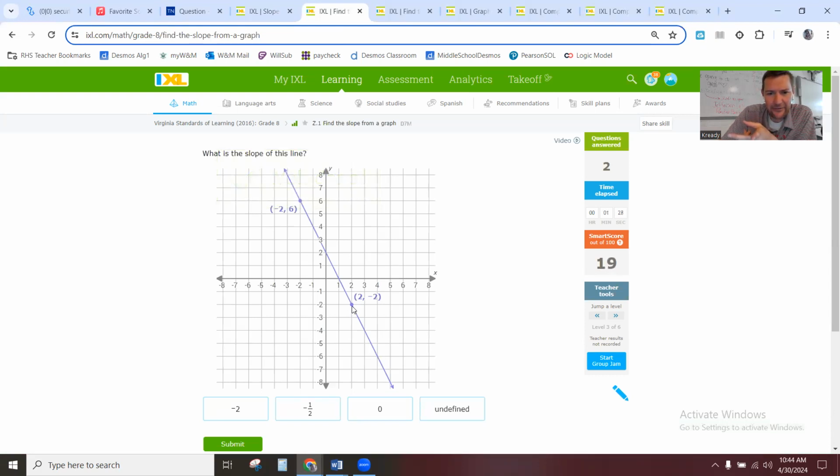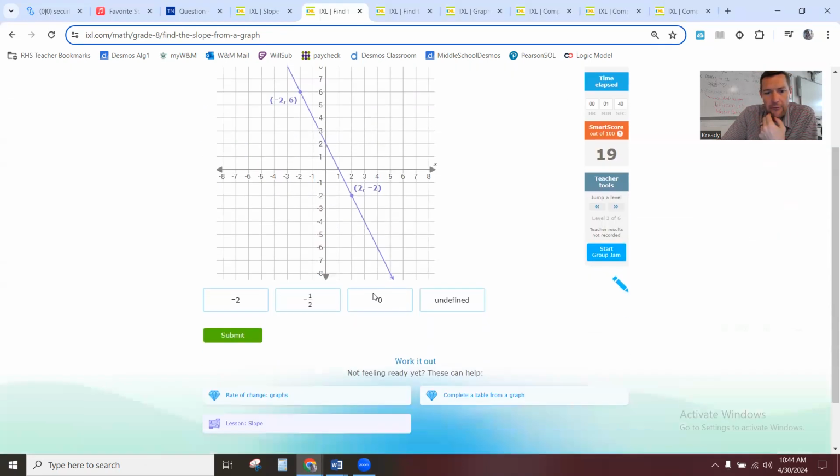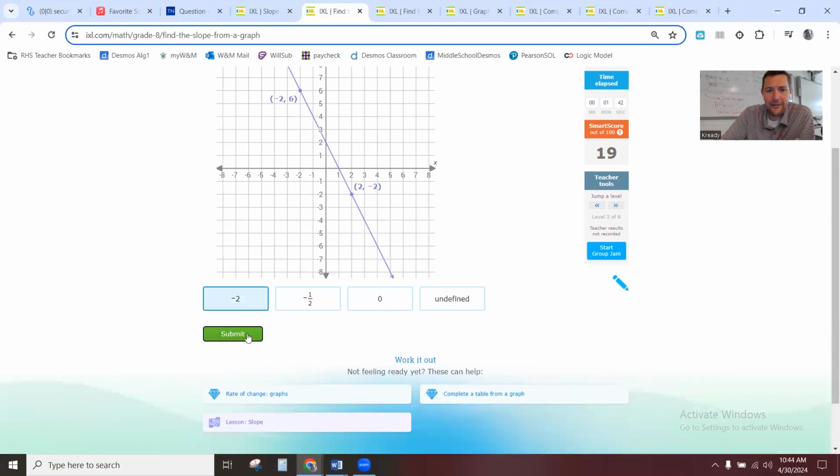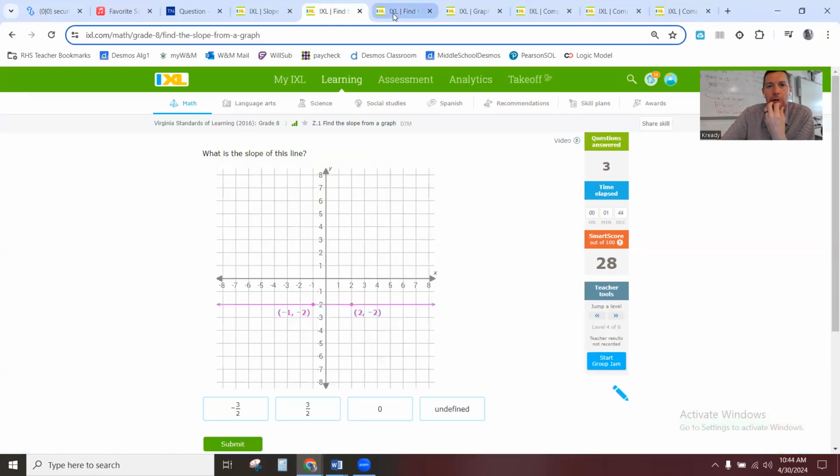We know this is negative. So I know it's not zero or undefined. So I'm going to go up 1, 2, 3, 4, 5, 6, 7, 8. I go over 1, 2, 3, 4. Up 8 over 4 reduces to 2, and it's negative, so that's your answer. Got to be able to do that.